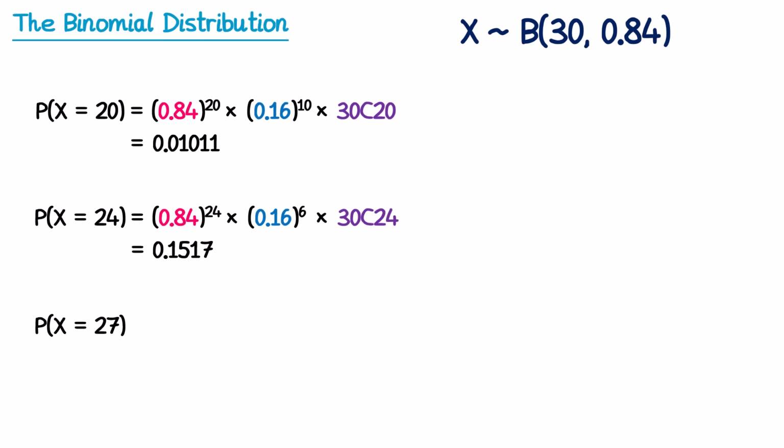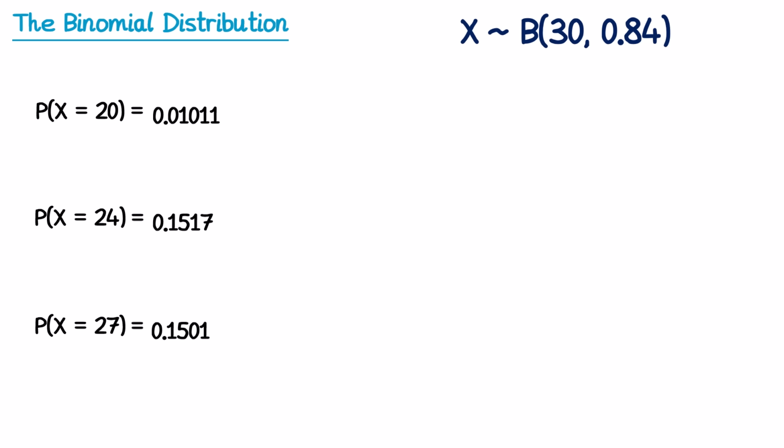For the probability that x is equal to 27, we want 0.84 to the power 27, multiplied by 0.16 to the power 3. And then we multiply this by 30 choose 27, which will give you 0.1501. So we end up with these 3 answers here.